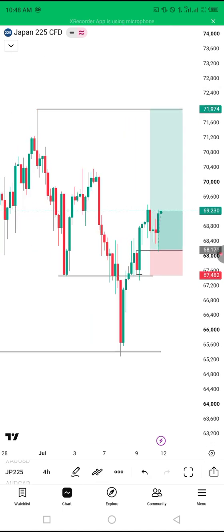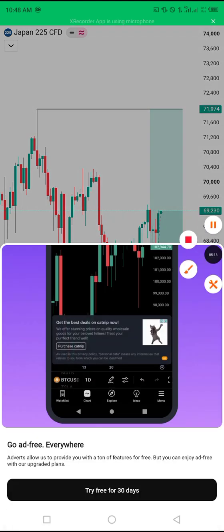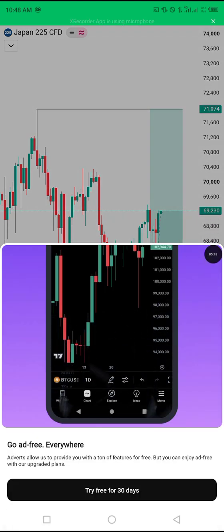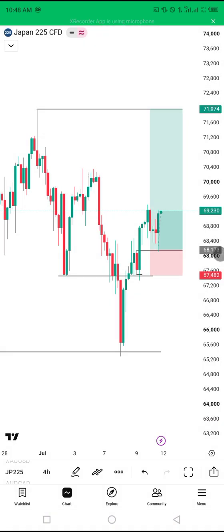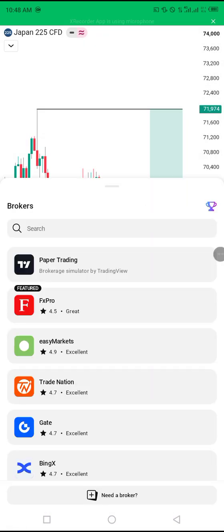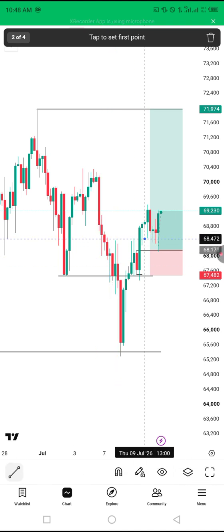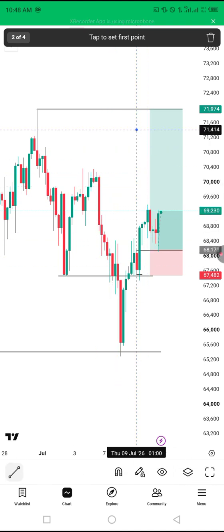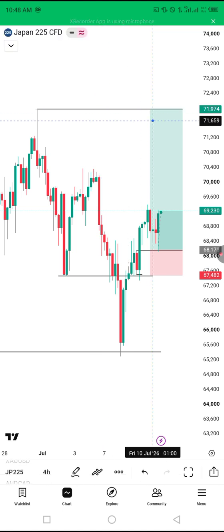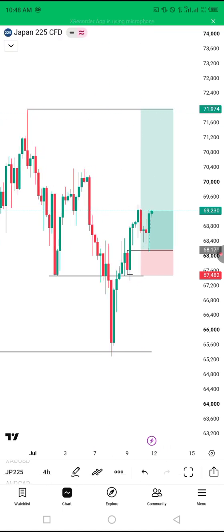Now, according to the weekly break of structure, I'm waiting for this high to be taken out when the market opens next week. So this is how I curve the JP225 even before the analysis was playing out.